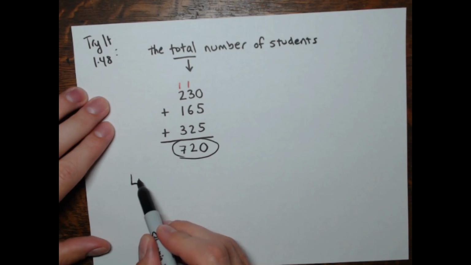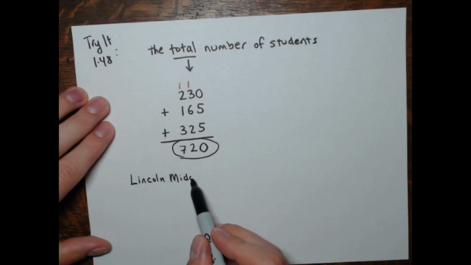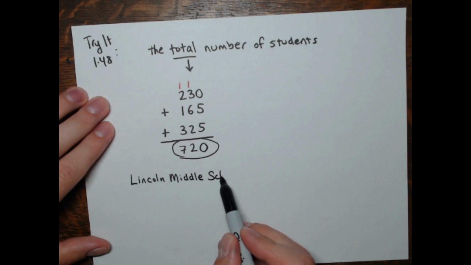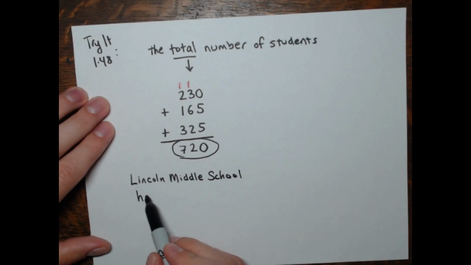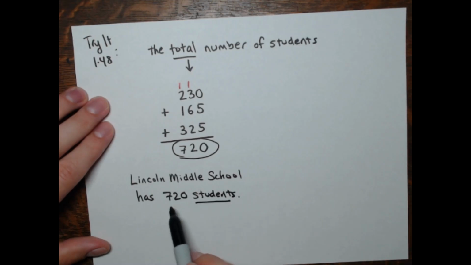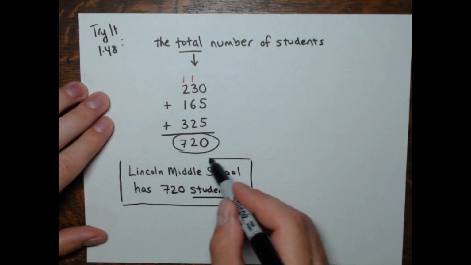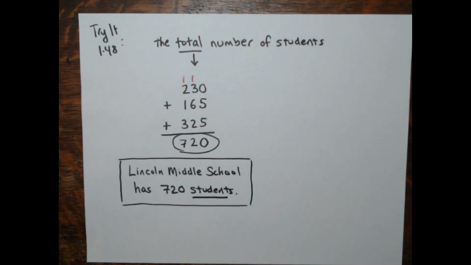So if I'm writing a full sentence, I would say Lincoln Middle School has 720 students. And please put the word students after the number. Attach units to these numbers in application problems or word problems to give the numbers meaning.